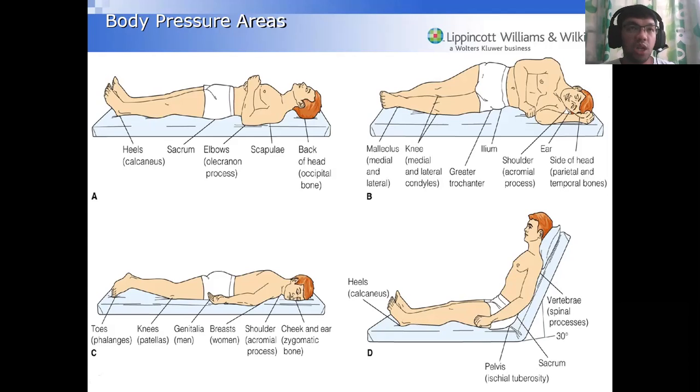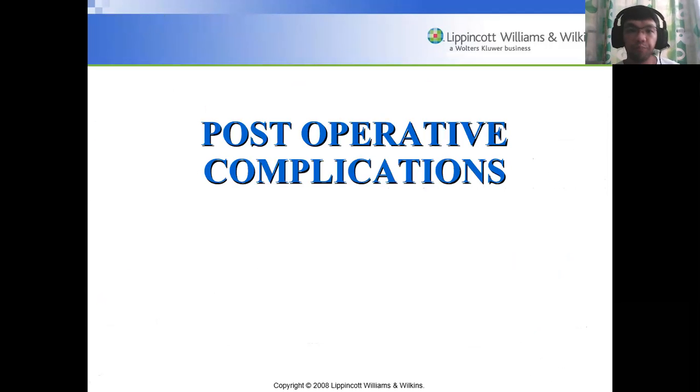So if the patient will be in a prolonged position for any of these positions, these are the things that we need to assess for the development of pressure ulcers. That's why it's important for us to turn the patient from side to side, and put pressure pads over those pressure sites to prevent the formation of pressure ulcers.